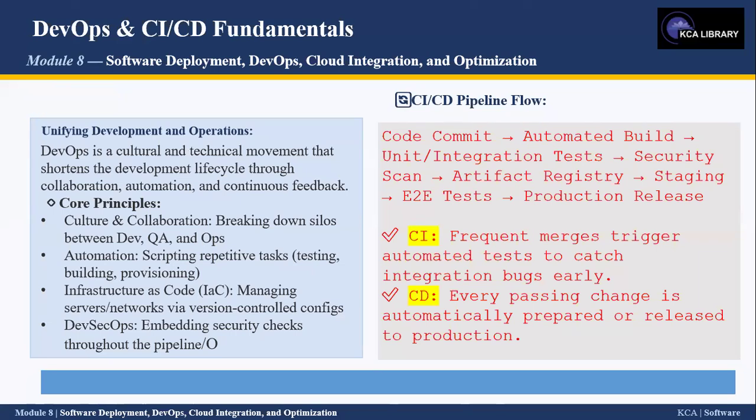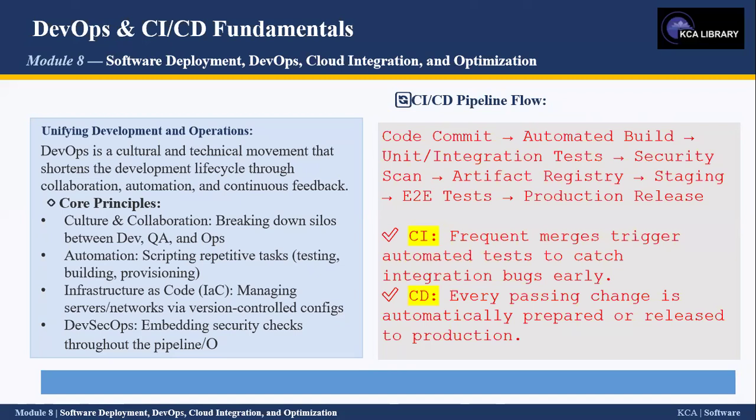DevOps breaks down silos between development, QA, and operations. The core principles are culture and collaboration for shared responsibility, automation for scripting repetitive tasks, infrastructure as code for managing servers via version control, and DevSecOps, embedding security throughout the pipeline.